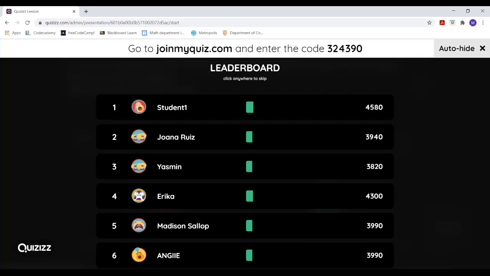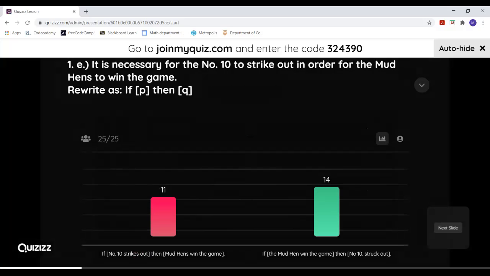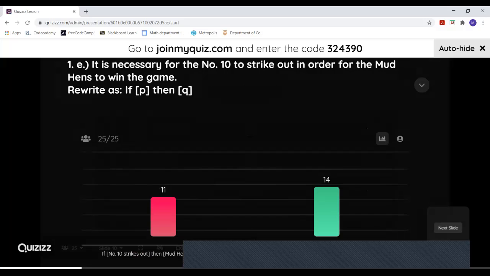So it should be if hens, then number 10. So I gave you a little bit of a hint. It is weird. This is a weird phrasing. The necessary one is weird. The sufficient one, I will give you a hint, is straightforward. It is like it sounds. And I think that's the next one.